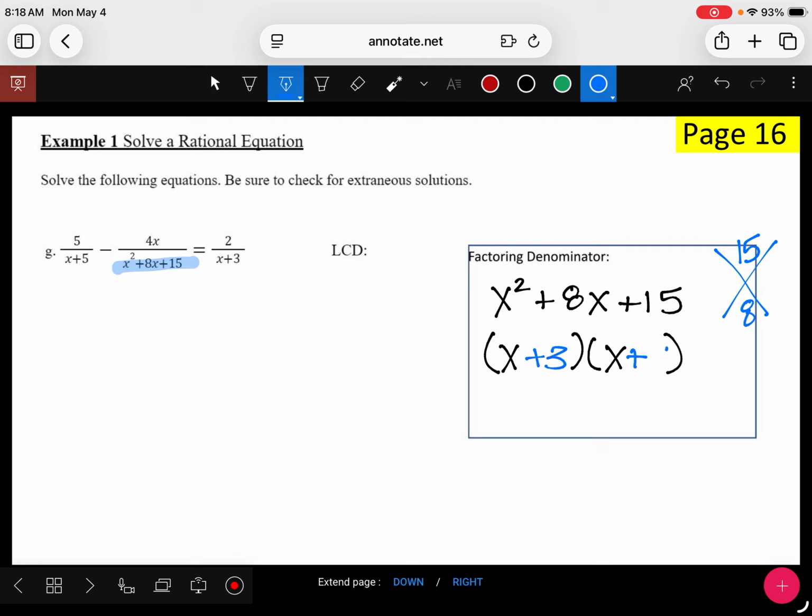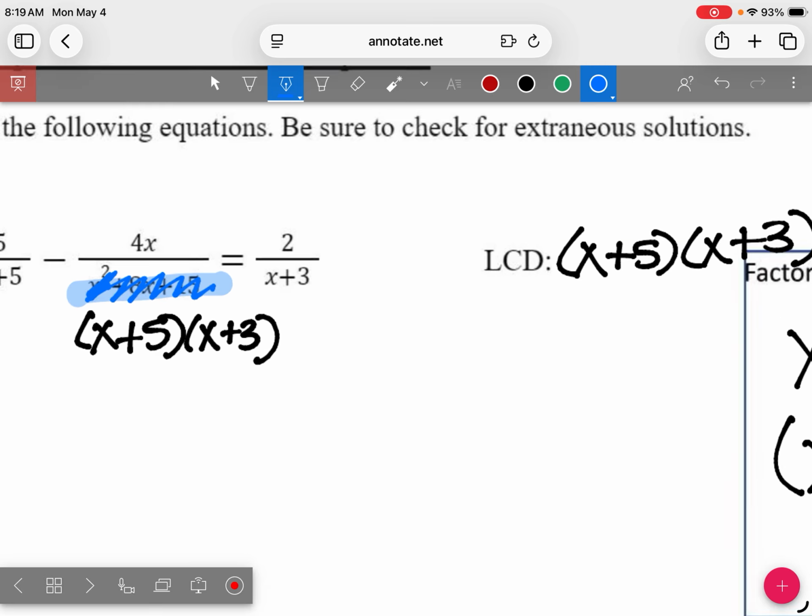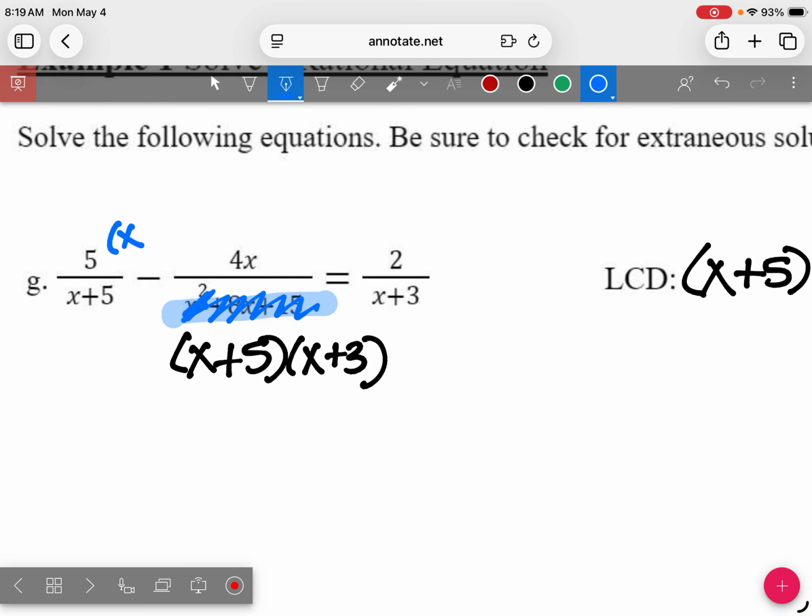So what that means is that this denominator is really an x plus 5 and an x plus 3. So my LCD is x plus 5, x plus 3. So take a moment and multiply everything by x plus 5 and x plus 3. When it says equation, the goal is to cancel the denominator.